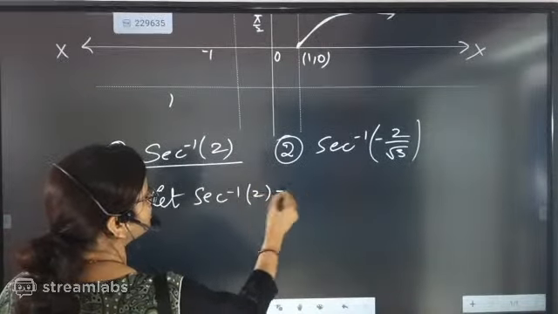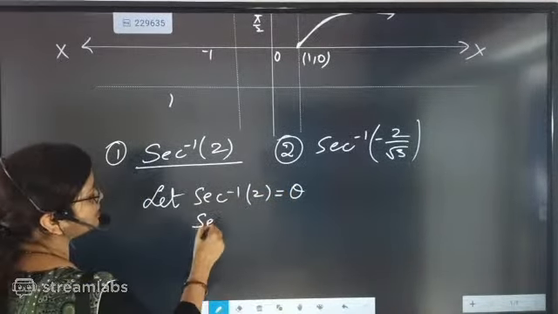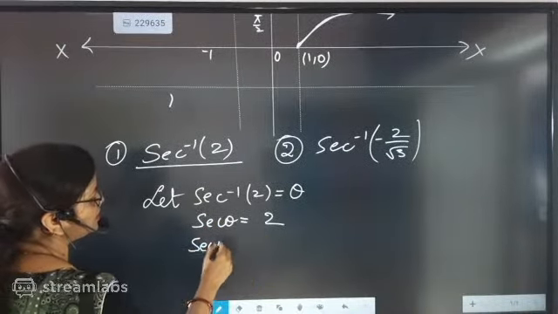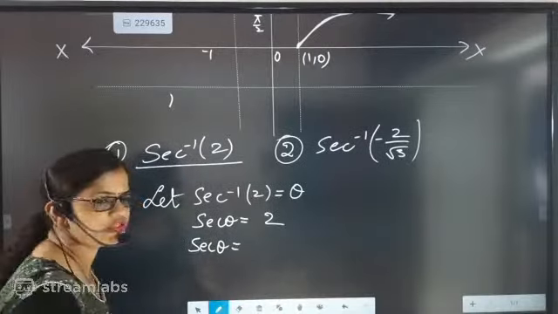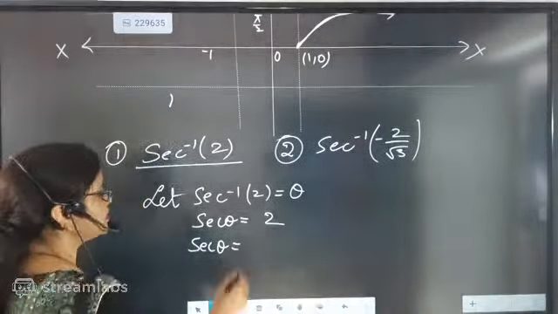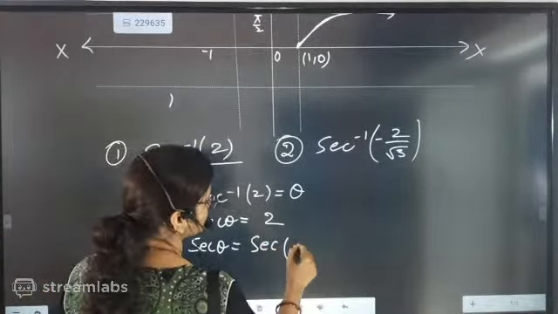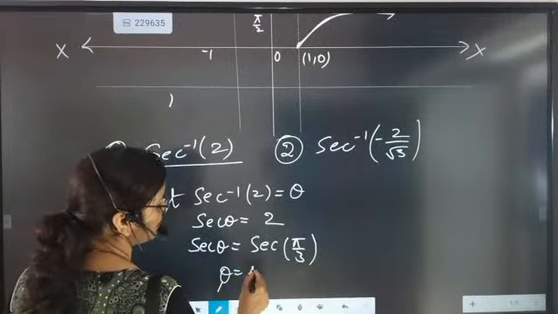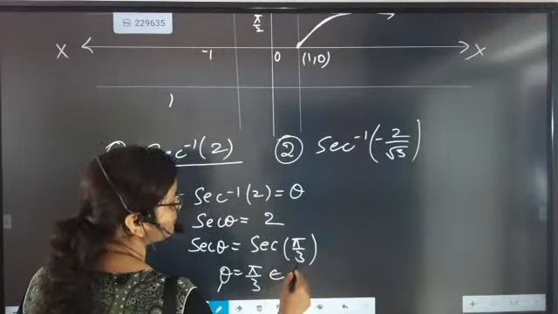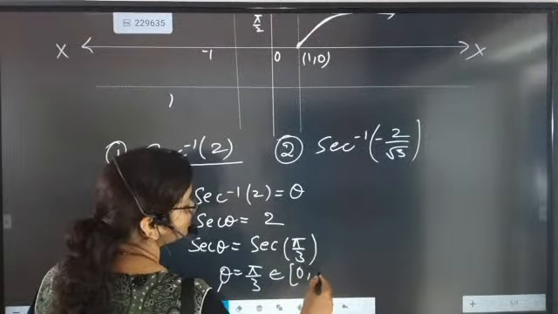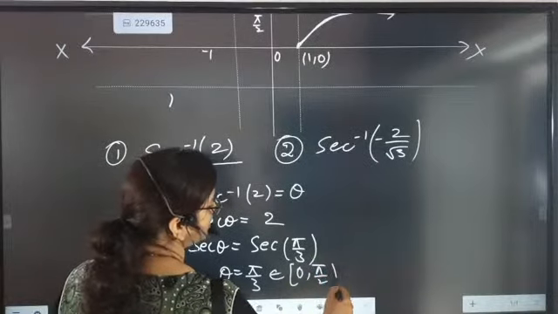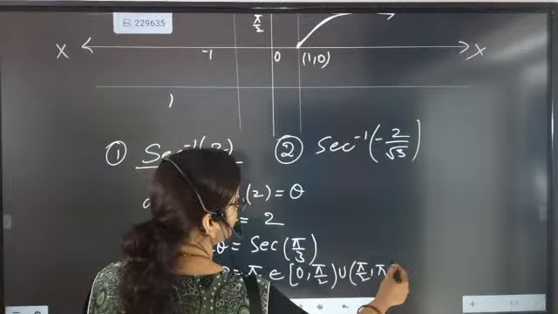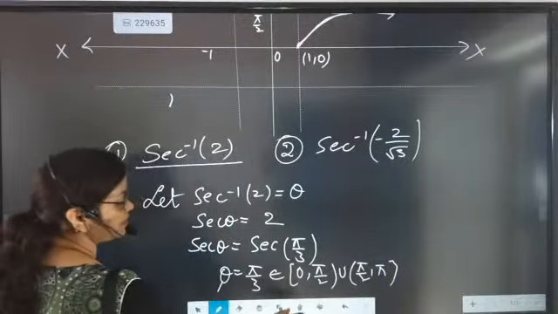Secant inverse of 2 is equal to theta. So secant theta is equal to 2. Then nothing is there. For secant theta to be 2, the value comes in which? Pi by 3, that is 60. So theta is equal to pi by 3, and 100% pi by 3 belongs to 0 to 90 union 90 to 180.